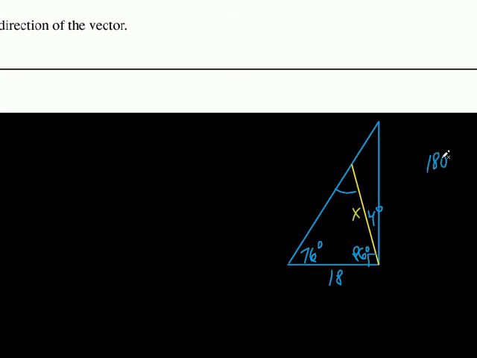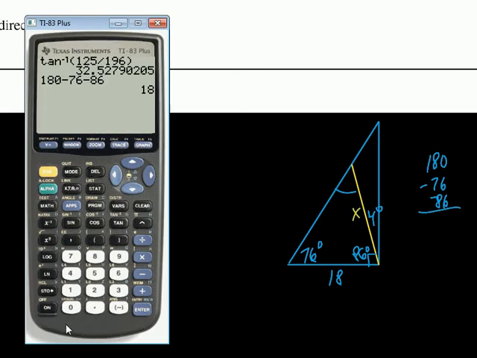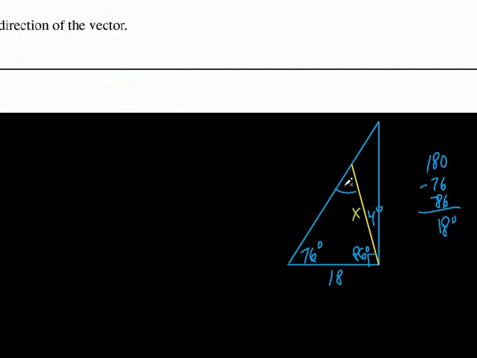So it's 180 minus 76 minus 86. Let's see what that gives us. I already did it earlier. 180 minus 76 minus 86 is 18 degrees. So this little angle right here, I know it doesn't look to scale, but that's okay, that's 18 degrees. So now I should be able to use the law of sines.